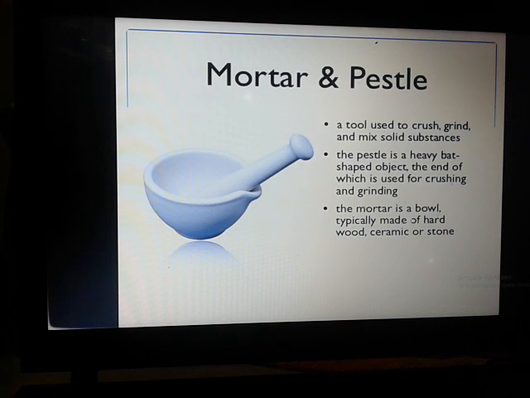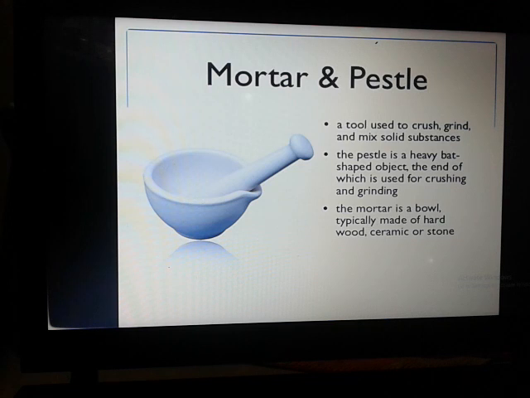The mortar is a bowl, typically made of hard wood, ceramic or stone. Nowadays it is normally found in SS, meaning stainless steel. Both of these are made from stainless steel, and sometimes from ceramic. Sometimes they are also made from stone and wood, but that is very rare. In the laboratory you will always see these two types of mortar and pestle: one is ceramic, another is stainless steel.